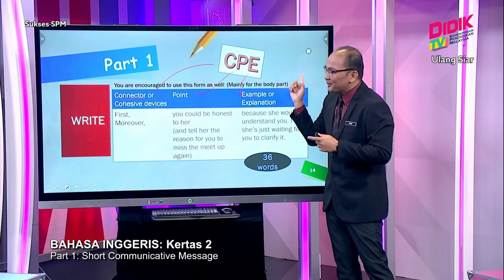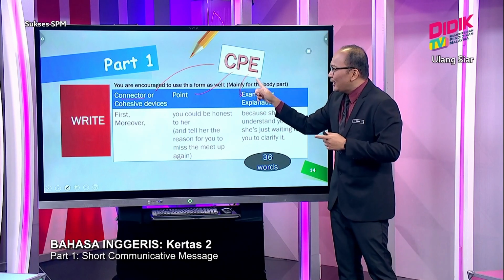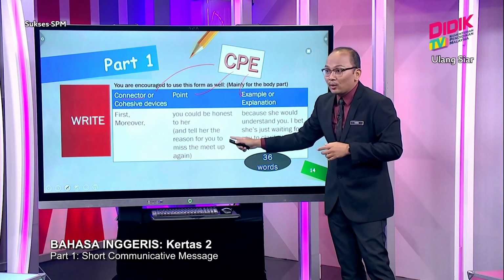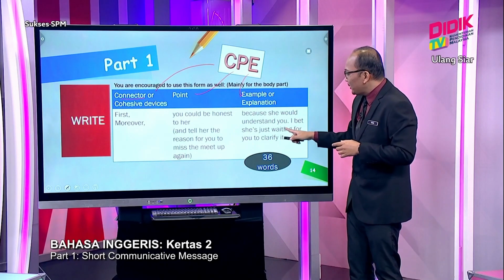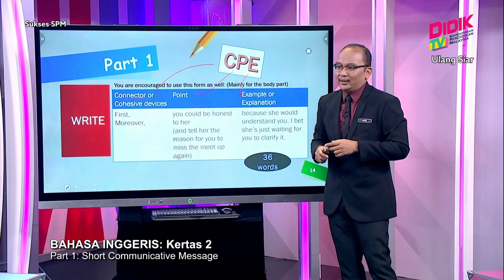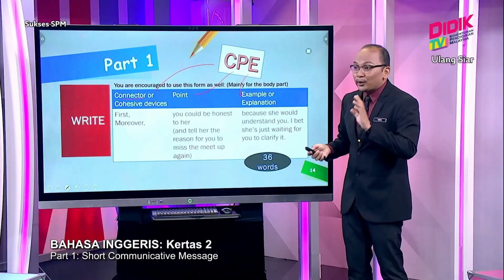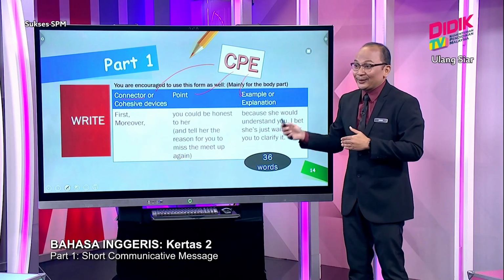But please remember, for those who really want to score, the last step would be including the example or explanation for the reason that you already gave. Because she would understand you, I bet she's just waiting for you to clarify it. So this is estimated to have 36 words already. Just imagine the other point, a little bit of introduction and a little bit of conclusion. I think that will be enough for you to reach around 80 words. But if you exceed, don't exceed too much either.